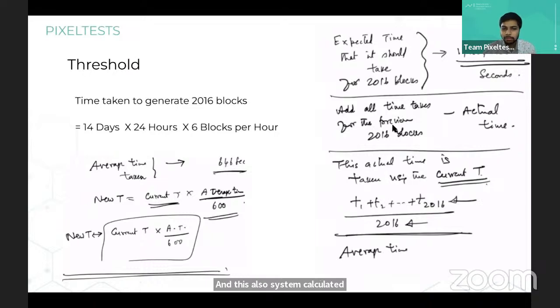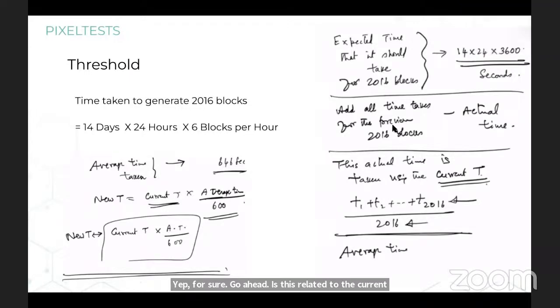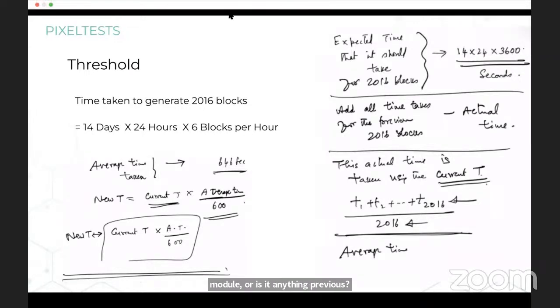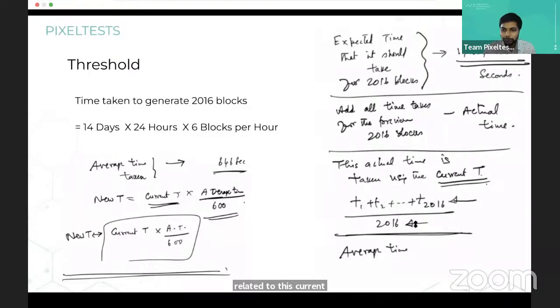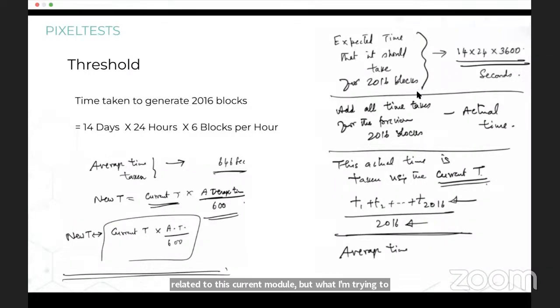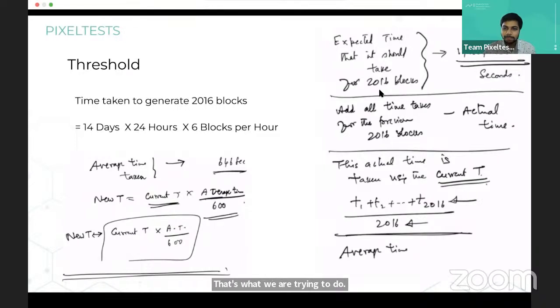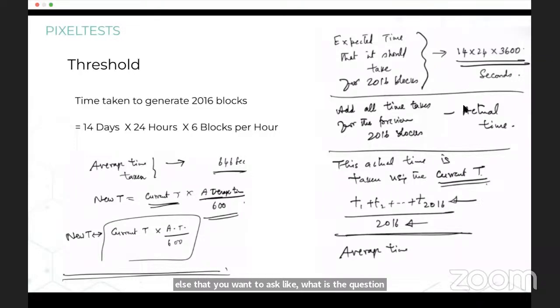Yeah, Prashant, go ahead. Is this related to the current module or is it anything previous? Hi, Sachi. Yeah, please go ahead. This is related to this current module, but what I'm trying to understand is, are we trying to talk about the mining capability of a miner? Yeah, I'll help you understand that. Anything else that you want to ask? Like, what is the question here? Yeah, that is my question.